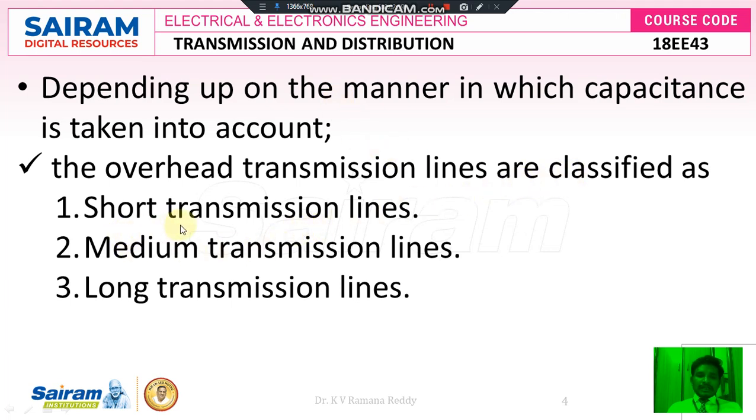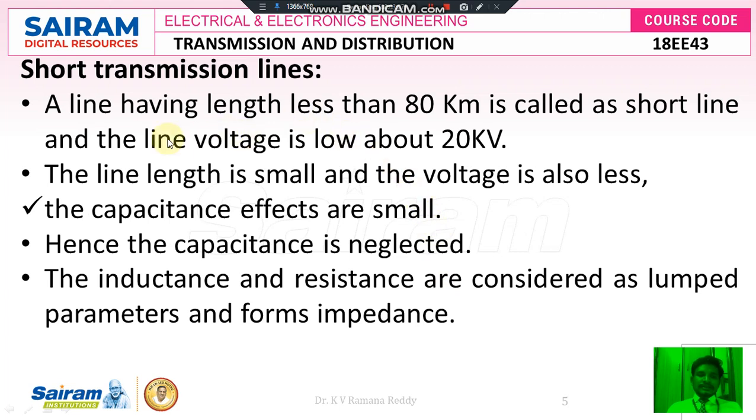Depending on this problem, the total transmission lines are classified into three classes, namely short transmission lines, medium transmission lines and long transmission lines. For short transmission lines, the transmission line length is less than 80 kilometers and the operating voltage on the line is less than 20 kilovolts. Simply, in short transmission lines, the length is less than 80 kilometers and the line voltage is less than 20 kilovolts; the length is small and the voltage is also low. The capacitance effects are also small.